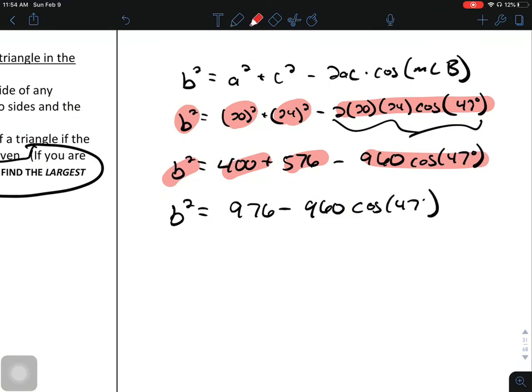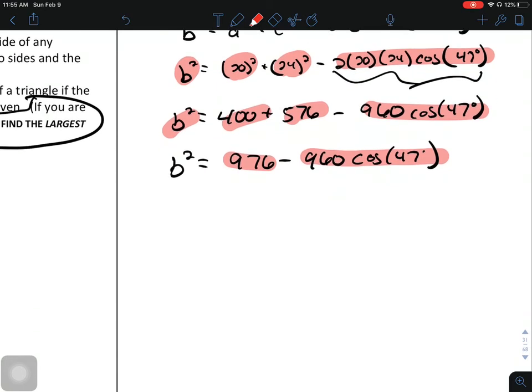The students try to subtract those two numbers. You can't. This is not a 960. It's a 960 cosine of 47. There are 2 terms on the right side of the equation right now. They are not like terms. One has a cosine of 47, the other one does not.